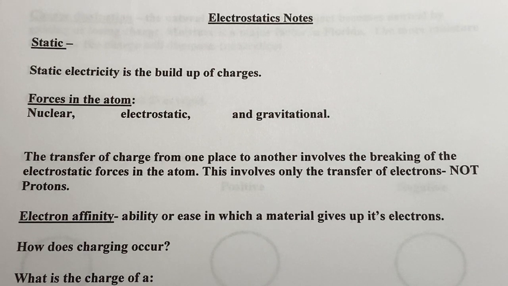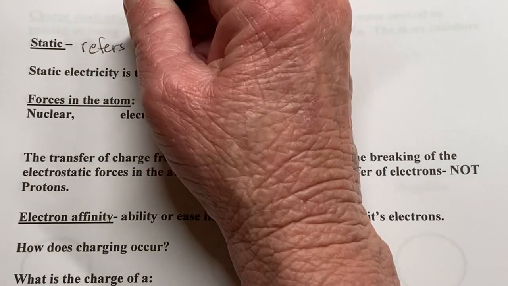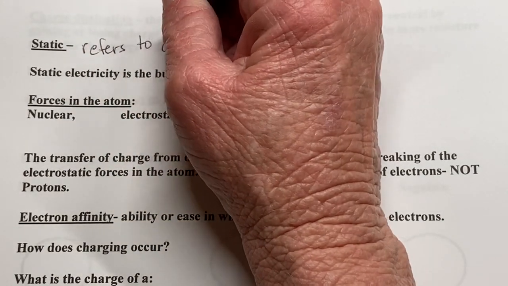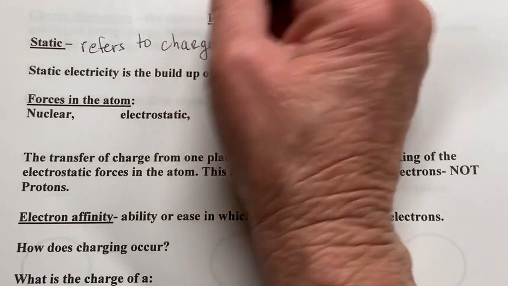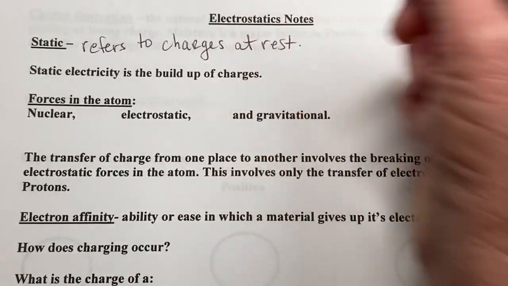Okay, so everything's about electricity for about 1.5 quarters. We've got a lot to go. So we're going to start with static electricity, not something we get a lot of in Florida. The word static itself refers to being at rest. Static electricity refers to charges at rest, okay?